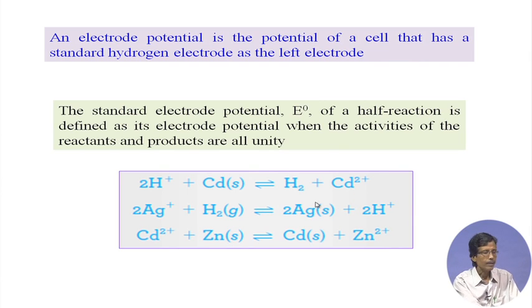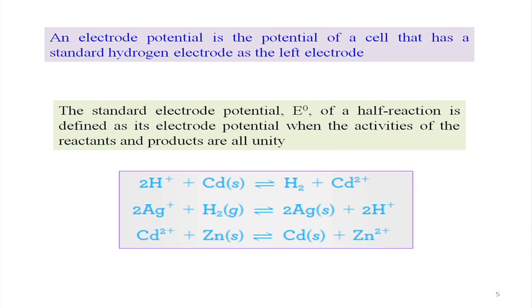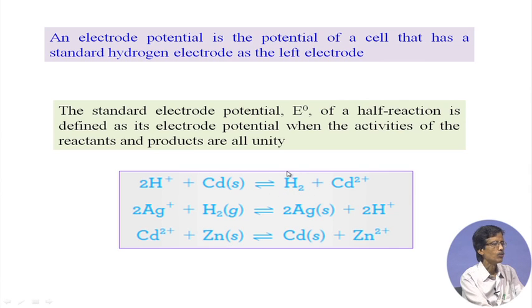Now, we will consider 3 reactions. One is the reaction of acid with solid cadmium, that means cadmium in the metallic, 0 state, giving rise to the evolution of hydrogen, and cadmium going to Cd2+. Then the second reaction we will consider is of silver ion reacting with H2 gas, giving rise to solid silver, or silver 0, the metallic silver, and hydrogen ion.